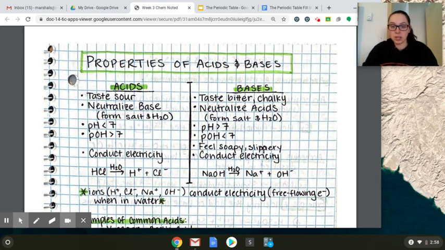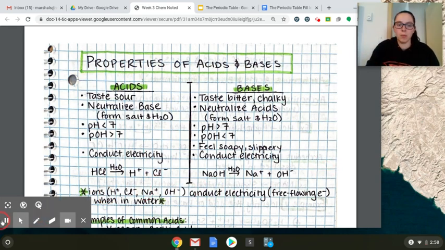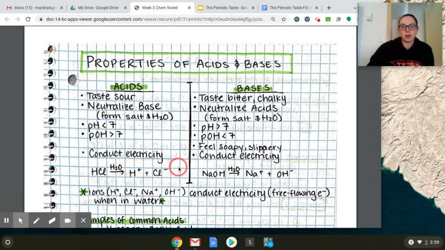They also conduct electricity. So sodium hydroxide is a pretty strong base. When it's dissolved in water, it will form ions, Na+ and OH-. And it's those ions that will conduct electricity and move free-flowing electrons around. Okay, so those are some common properties of acids and bases. It's important to know them, but we're going to get into the definitions in a second.